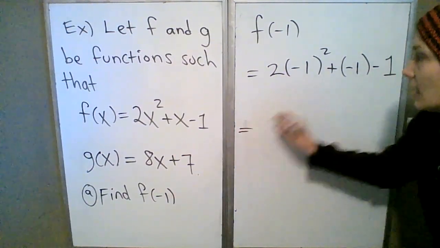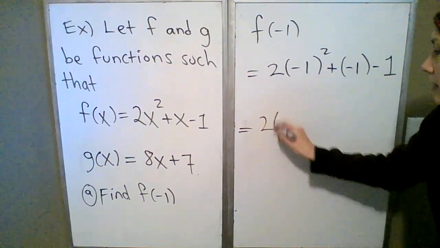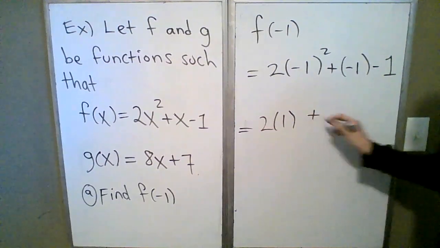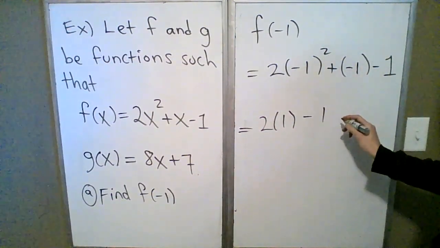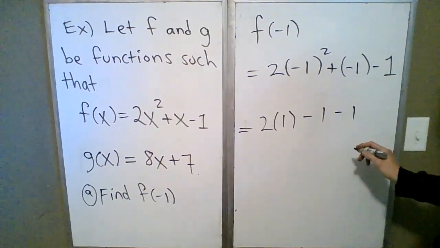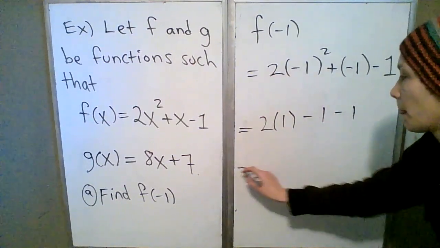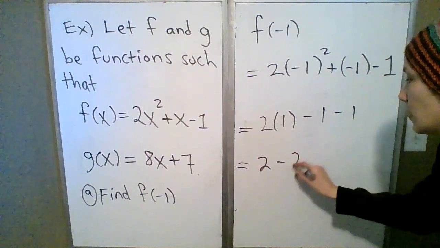All right. -1 squared is 1. So 2 minus 1 minus 1. 2 minus 2. 0.